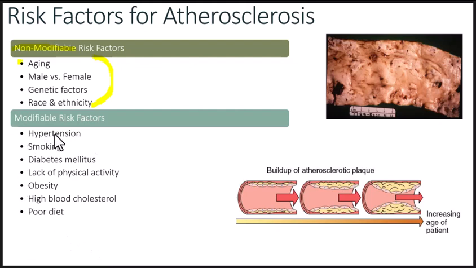Hypertension is high blood pressure, smoking, diabetes, not exercising, being obese, having just overall high cholesterol, which is greatly contributed by a poor diet. So changing these variables can not only change the risk for developing atherosclerosis, but can also affect the potential side effects or outcomes that can occur if somebody has atherosclerosis.